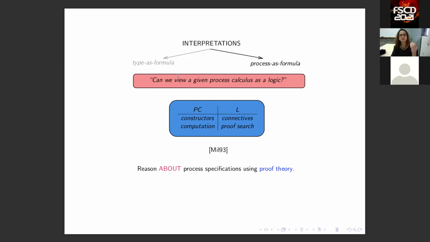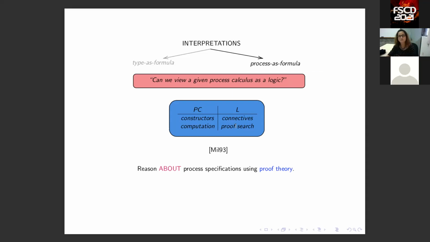In this sense, you're going to see the constructors of the process calculi as connectives of the logic. You're really going to see the calculus that you have as a logical system, okay? So you translate these things step by step, one by one. In this way, constructors go to connectives and computation goes to proof search, okay? So once you do that, the goal is to be able to reason about this process specification using proof theory, okay?